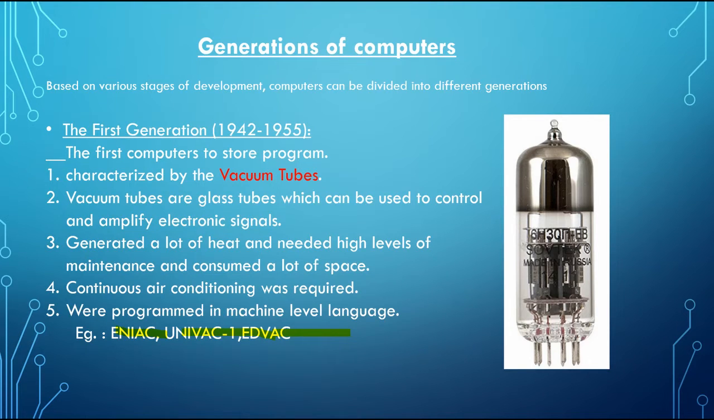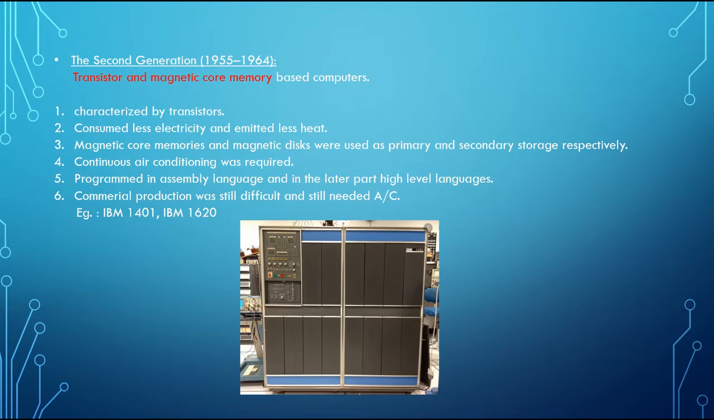Let's have a look at the second generation of computers. Moving on to the second generation of computers, which was from 1955 to 1964. They were based on transistors and magnetic core memory. Now what are transistors? Transistors are basically semiconductor devices which are used to amplify and modulate electric signals. They were basically just a really small version of vacuum tubes. They too did run on some form of electricity, well, if you know what that reference is for.